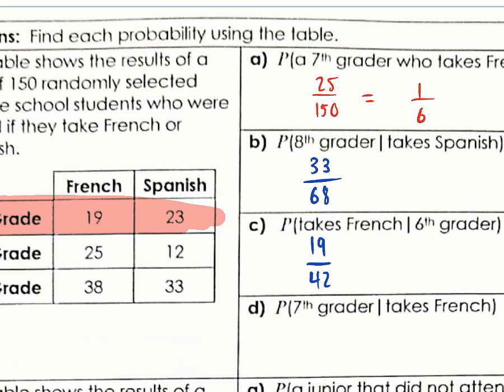So look at this last one here. The probability that they are a 7th grader, given that they take French. What's my focus? French. That's 19 plus 25 plus 38, which we added a second ago, didn't we? No, we didn't. That's 82. We did the Spanish stuff. Now, out of that group, how many are 7th graders? So it's 25 out of 82. And it doesn't reduce. Does this make sense? Y'all good with this?